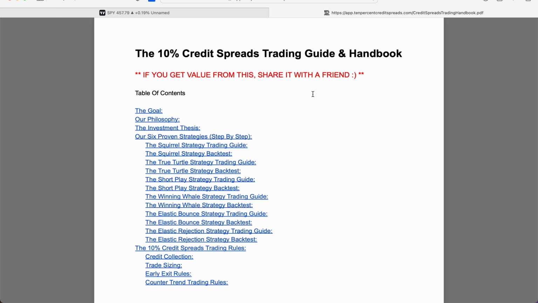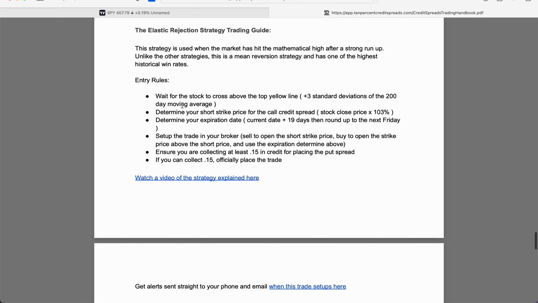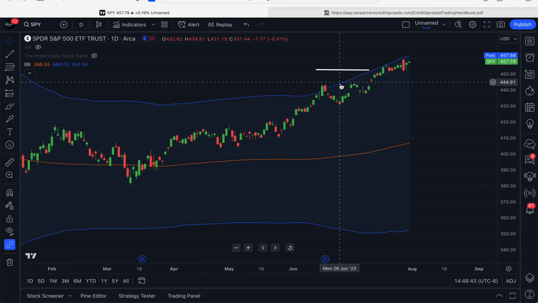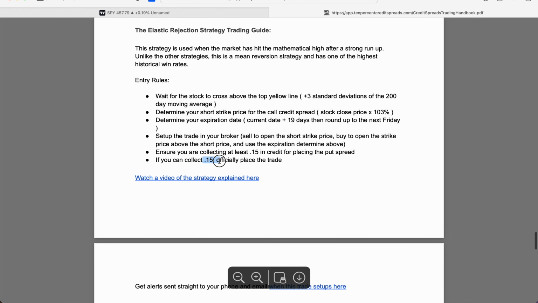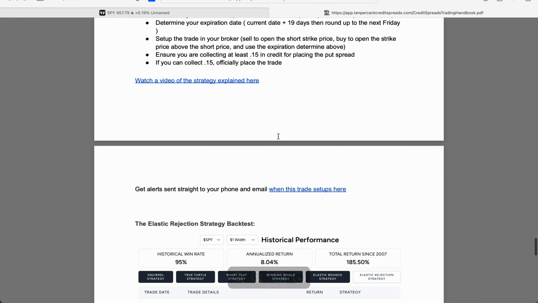What does this strategy look like? Well, if you want it listed out step by step, you can click down below for the 10% credit spreads trading guide and handbook. If you see down there, we have what is called the elastic rejection strategy. If I click on it, it walks me through step by step how to place this trade, which is essentially this: wait for it to break above, pick your level, place it on the broker, only do it if you can collect a certain amount, 15 cents, and put on that trade. That's exactly how this works.